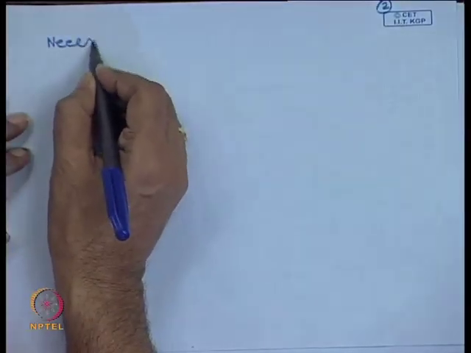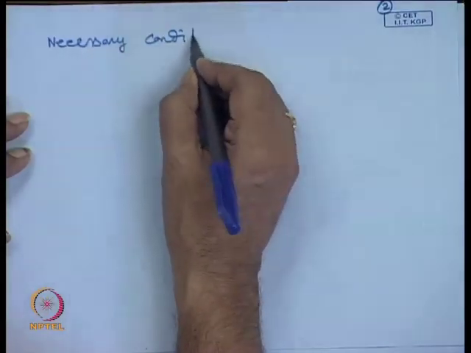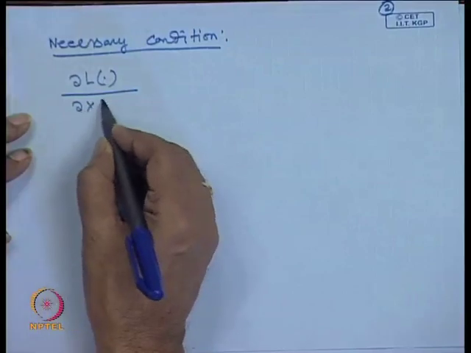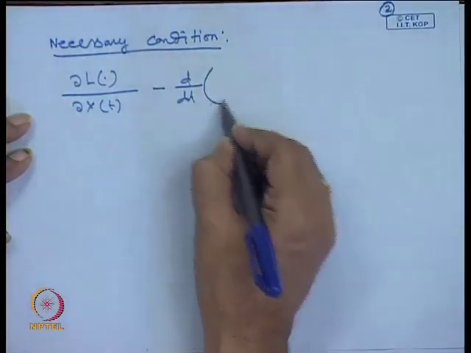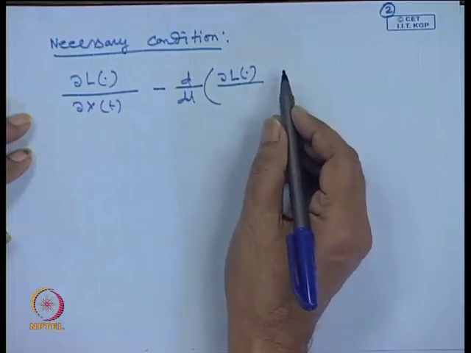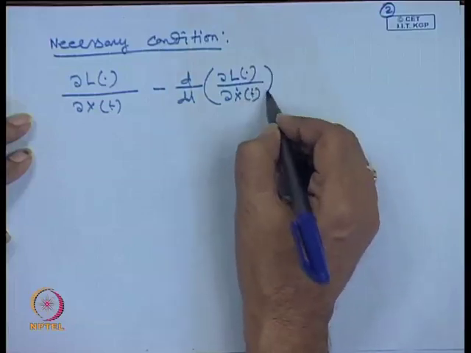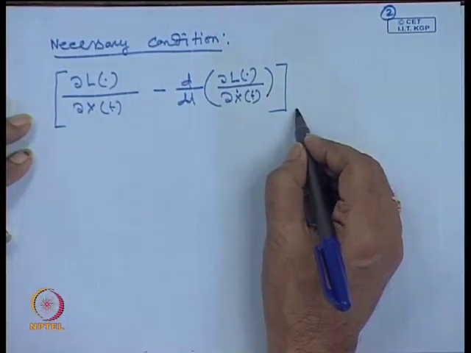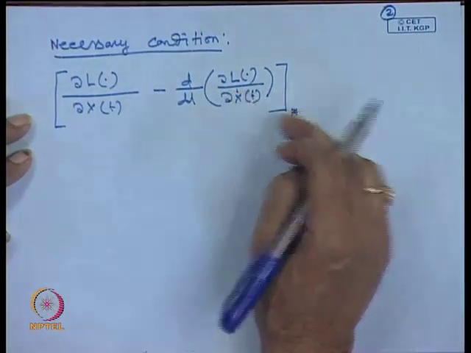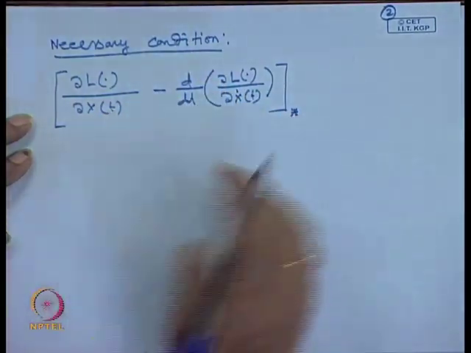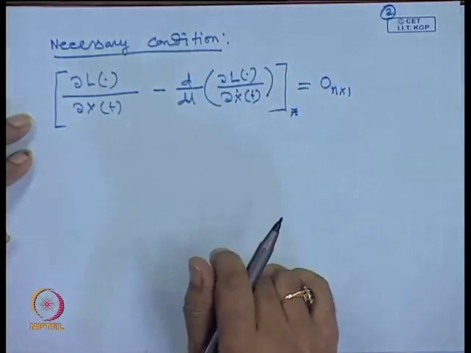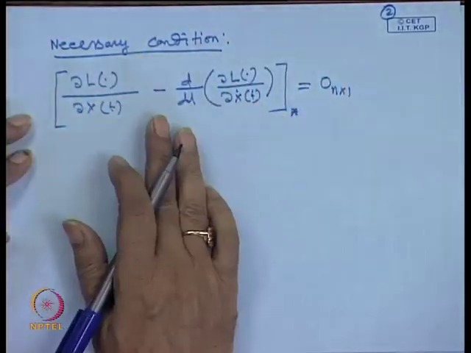Our necessary condition, along with the boundary condition, we got: del L by del x of t minus d by dt of del L by del x dot, where L is a Lagrangian function, which is a function of x of t, u of t, lambda of t and t. You have to solve this one, and whatever solution you get, that is the optimal trajectory or optimal control law, from which in turn it will give you the optimal trajectory x star of t. So, we have an n cross 1 differential equation, and in general it is a nonlinear differential equation.